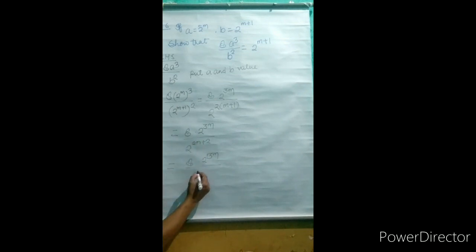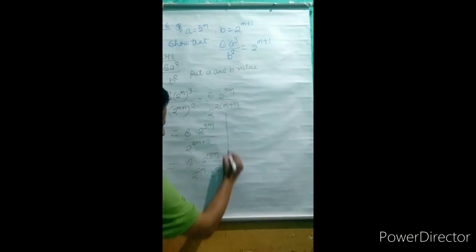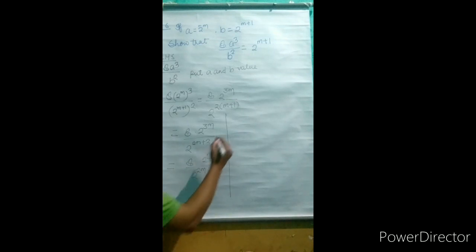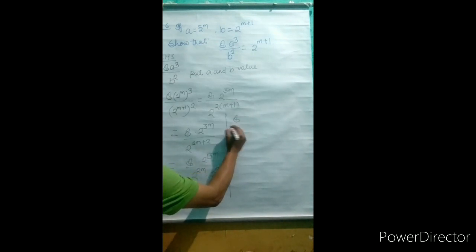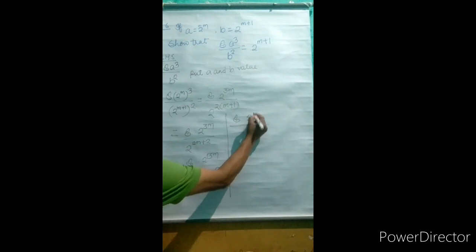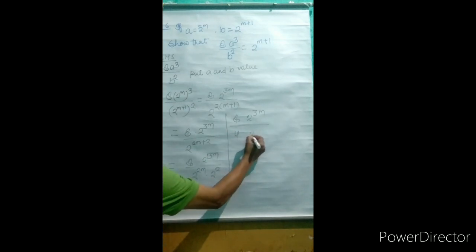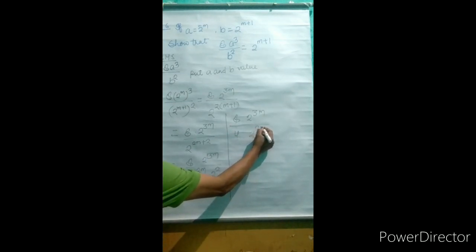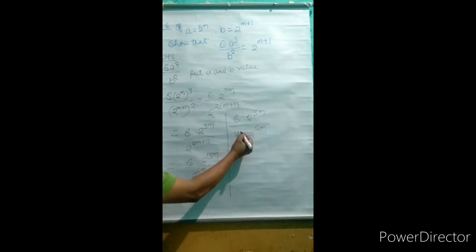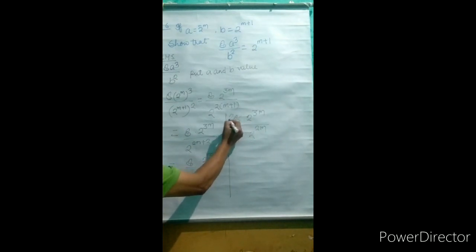So what we will do, we will break it: 2 raised to power 2m into 2 raised to power 2. Now you can see bases are the same, powers will add, it will give you the same. So next, here 8 times 2 raised to power 3m, and here 2 raised to power 2 means 4, times 2 raised to power 2m. So here it will cancel, and here 2 will be left.